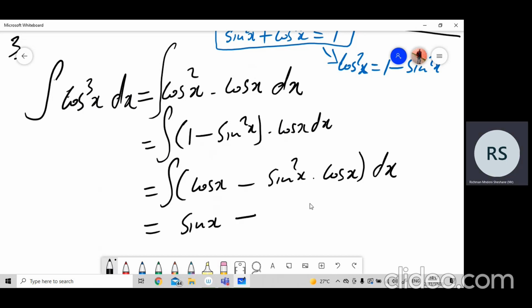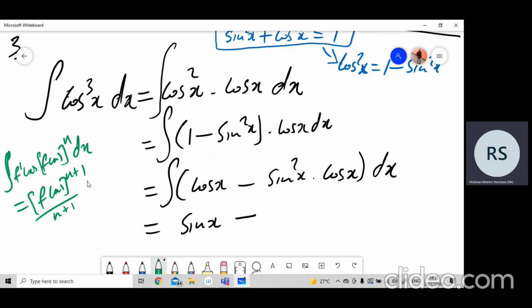And the integral of sine squared times cos: you have a function to the power of n, and this inner function has its derivative. Here it's just easy. You can just use this formula: the integral of f prime times f of x to the power of n dx is f of x to the power of n plus 1 over n plus 1, plus c.